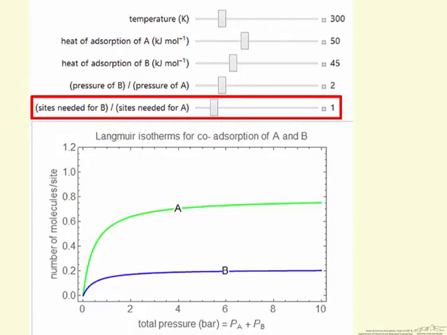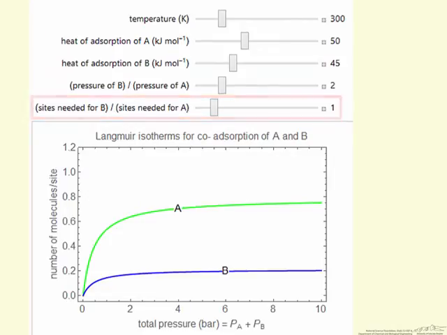We can also change how many sites a given molecule needs. For example, a bigger molecule might occupy more sites, like 2 sites, compared to a smaller molecule that might occupy 1 site. And the value of looking at this is to understand, for example, during a catalytic reaction where we have more than one component competing for sites, if A and B are reacting with each other, and we're at conditions where we have mostly A on the surface, the reaction rate will be very low.